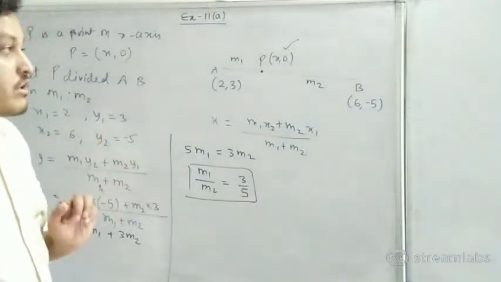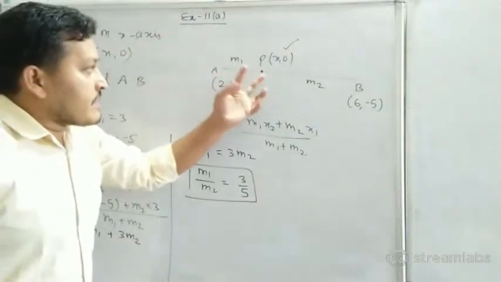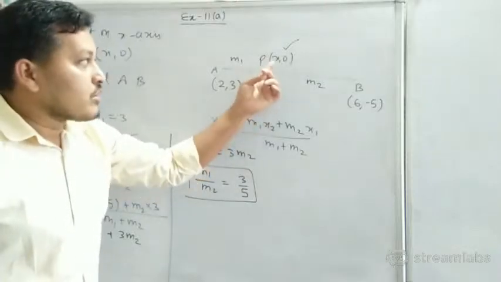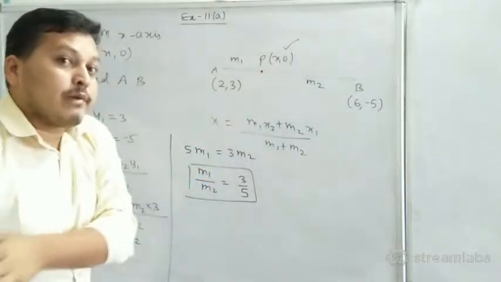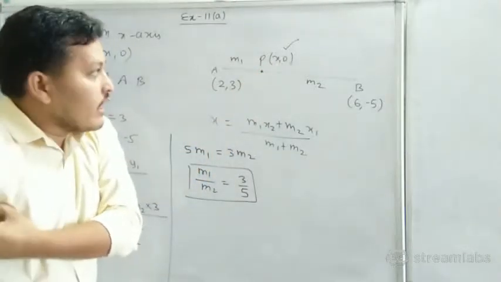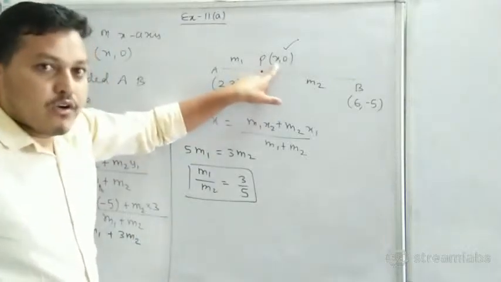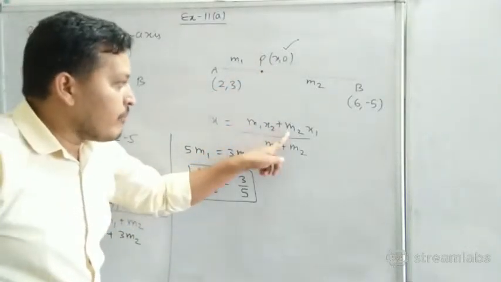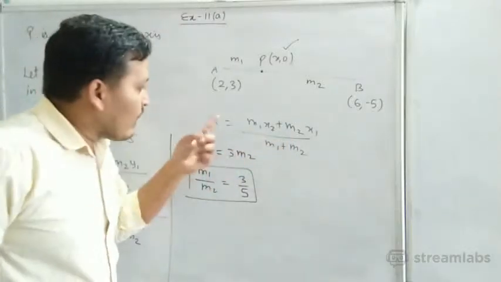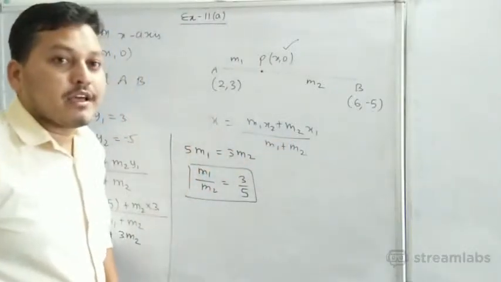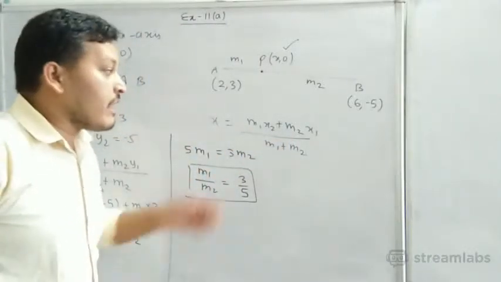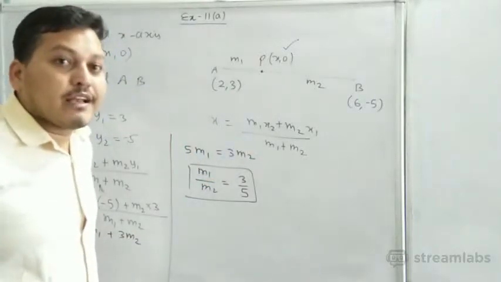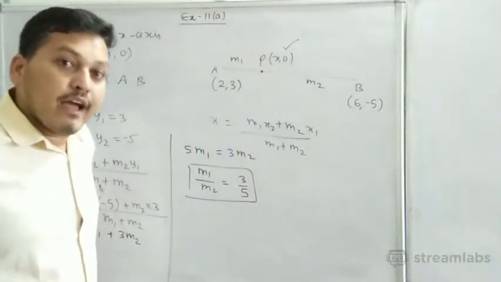Now listen carefully to what I am saying. Whenever you are asked to find a ratio, it depends on the values of x and y, which one you are using. x is not given here. If you are using the formula of x to find m1 and m2, we need m1 and m2 and one another variable, x, which is not given here. So how many total variables are in this equation? 3 variables are in use. So we cannot calculate the relation between m1 and m2.